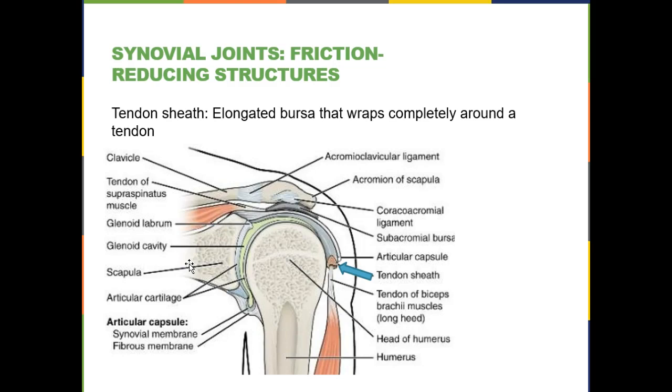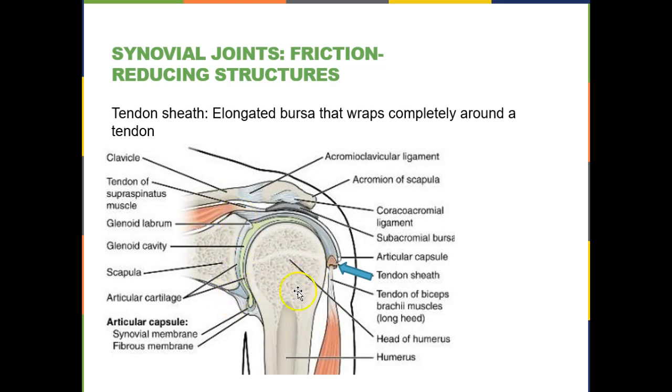Then there's also a tendon sheath, which is the same concept as a bursa. It is a sealed sac of synovial fluid with synovial membrane around it, only it is elongated and wraps around a tendon. This is the tendon of the long head of your biceps that runs up over the top of the head of your humerus and attaches to just above the glenoid cavity here, just above your shoulder socket.